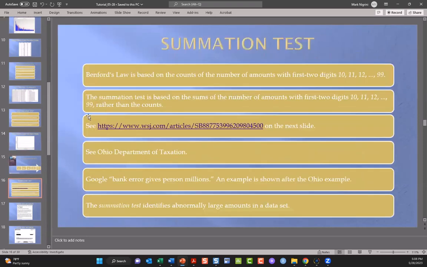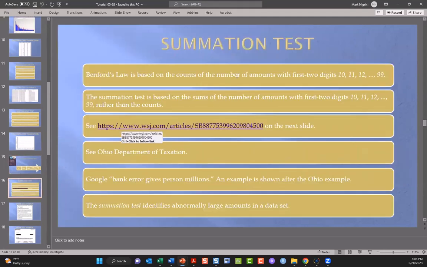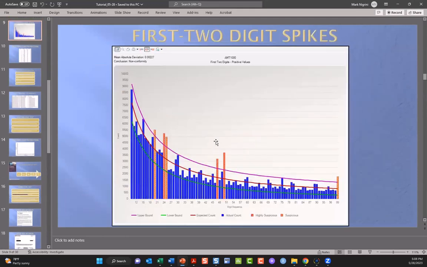These are the outliers. This chapter is looking for outliers, and my first test is a rather strange one. It's called the summation test. In general, when I do these Benford's law graphs, they're based on the count. We are counting how many of the numbers start with 10, how many start with 11, how many start with 99, and you can see the label over there, it's a count.